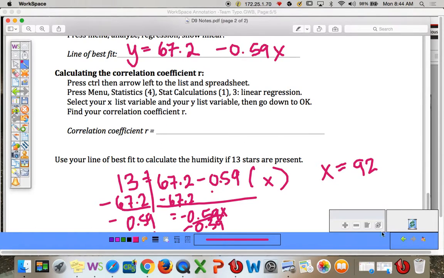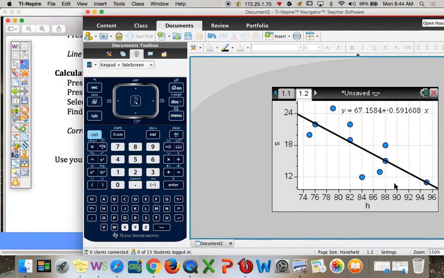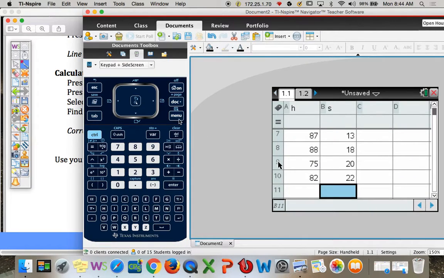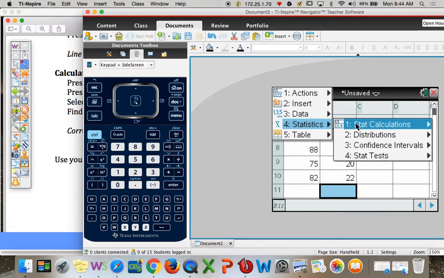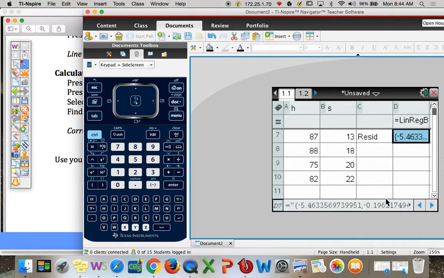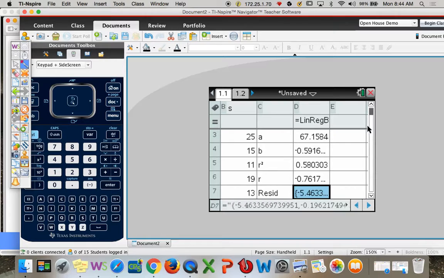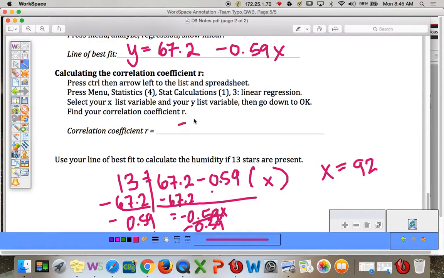Now that correlation coefficient, we can see if we look at our graph here, that it's going to be not as close to 1 here. To calculate, let's hit Control and arrow over to the first page. We're going to go to Menu, Statistics, Stat Calculations, Linear, and select your X, which is humidity, select your Y, which is stars. And if we go over here and down, oops, I should go up here. We're looking for the R, and here R is negative 0.76, so that's still a pretty good line of best fit. It's kind of close to 1, and let's write that down.